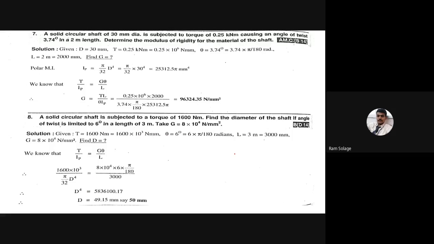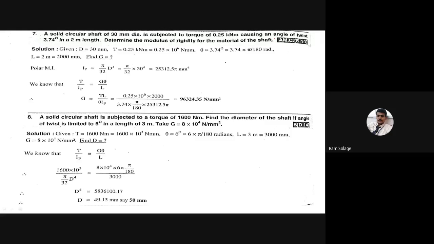Okay, write down. These are the last 2 problems, problem number 7 and problem number 8. Up to problem number 6 we used only 2 relations, relation number 1 and relation number 2. We have not used relation number 3, but in these problems they are giving different data other than relation 1 and 2. They are mentioning angle of twist and modulus of rigidity. So in problem number 7 and problem number 8, we have to use relation number 1 and relation number 3. So write down the problem.